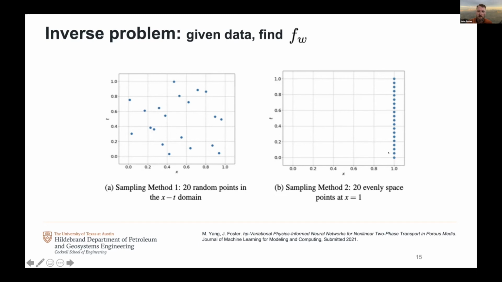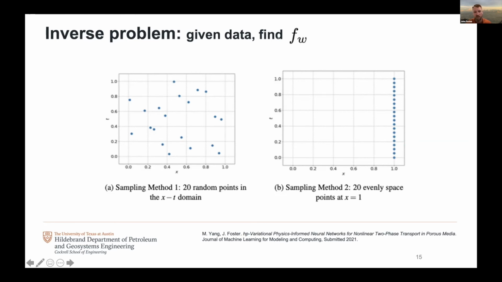In the other case, we're going to only sample at the end. This would be more analogous to something you could actually do in the laboratory. In fact, it's what we do. You're doing a core flood, flowing water through a sample, and on the outlet side of the sample, you measure the saturation. That's what we're doing here. For all time at x equal to 1, which is the end of the sample, we're going to measure the saturation, and we're going to see if we can solve the inverse problem.